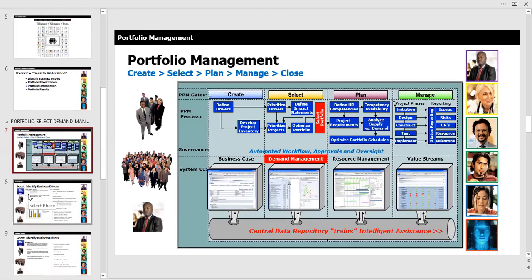Portfolio management, I always like to use the fingers, right? Elicit, analyze, document, validate, or initiate, plan, execute, control, and close. Well, in this one, it's create, select, plan, manage, and close. Most portfolio management tools out there, regardless of who the vendor is, walk you through at least these four for sure: create, select, plan, and manage. This particular section, we're going to be talking about select. And select is, assuming that we've already created our drivers.